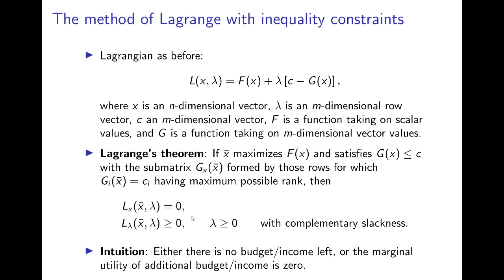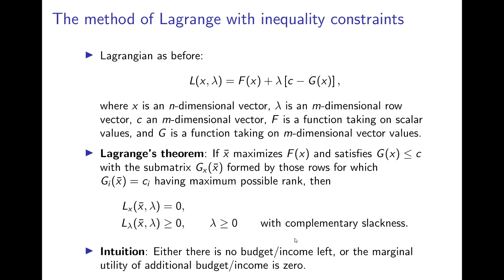And then if we don't have non-negativity constraints, then everything is as in the standard theorem of Lagrange with respect to the choice variable. So we would have that the derivative of the Lagrangian with respect to the choice variables has to be equal to 0. But now the derivative of the Lagrangian with respect to the Lagrange multipliers might not be equal to 0. It could be the case that a constraint is not binding, in which case the derivative of the Lagrangian with respect to the Lagrange multiplier would be strictly positive.